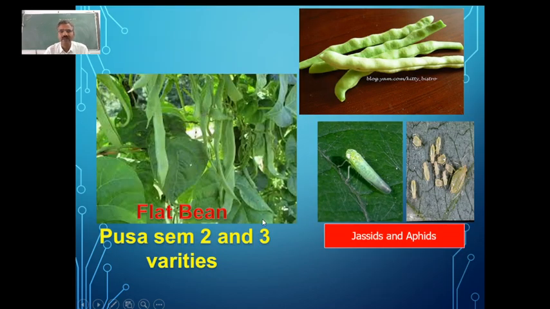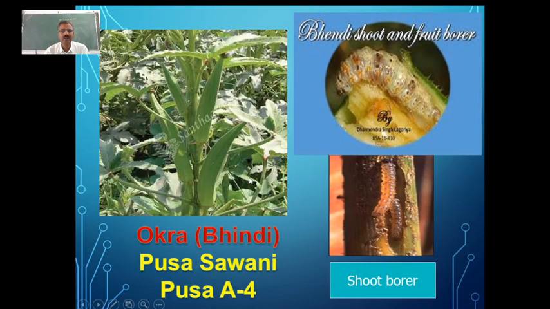Then in the flat bean, which is affected by the jassids and also aphids, we have a variety called Pusa Sem. In that we have Pusa Sem 2 and also Pusa Sem 3 varieties. So two varieties have been developed here by IARI, Pusa Sem 2 and also Pusa Sem 3.